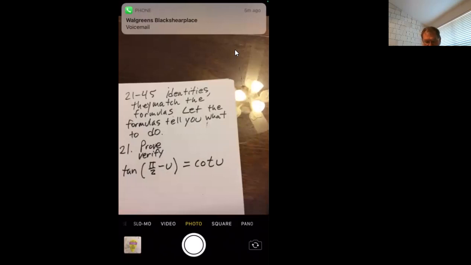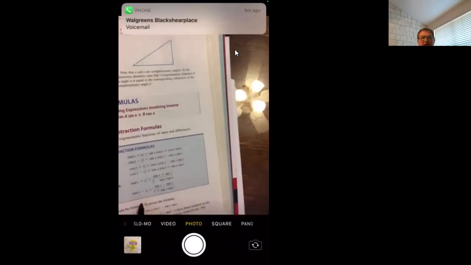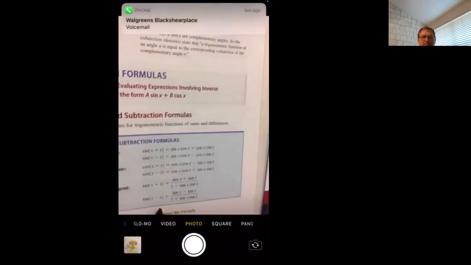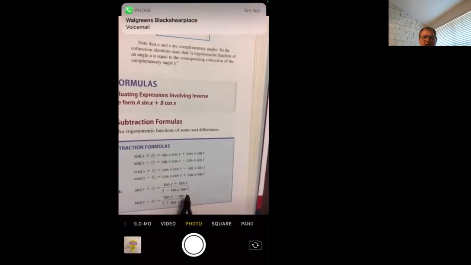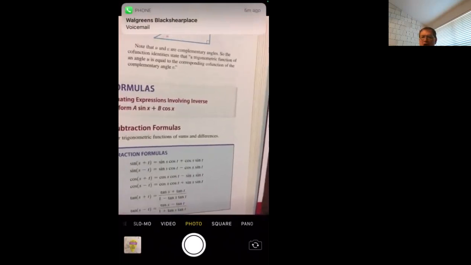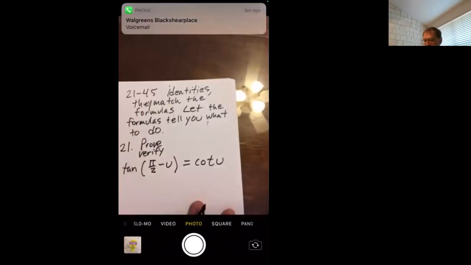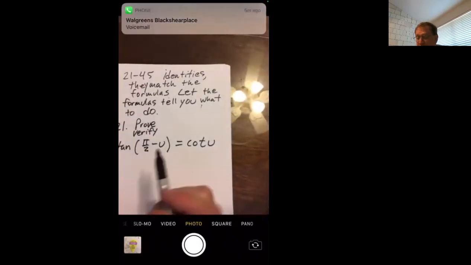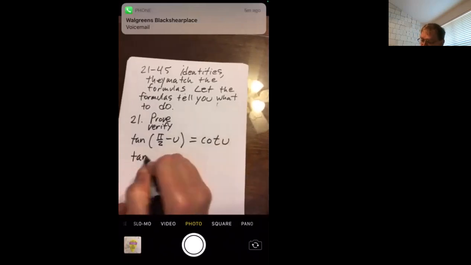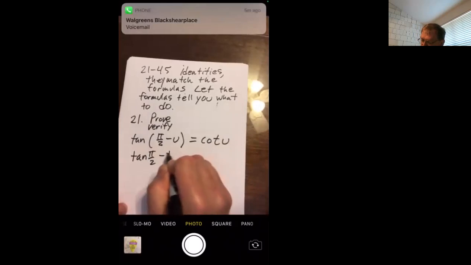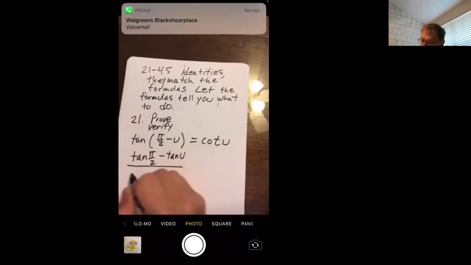I'm reaching back to the formulas, and you see how it matches tangent of s minus t. You know, tangent first minus tangent second over 1 plus the product of them. All right, so it directly matches, and most of the time, directly matching will work. So we'll try it that way, and I'll show you what happens. That means you're going to go tangent pi over 2 minus tangent u over 1 plus tangent pi over 2 times tangent u.